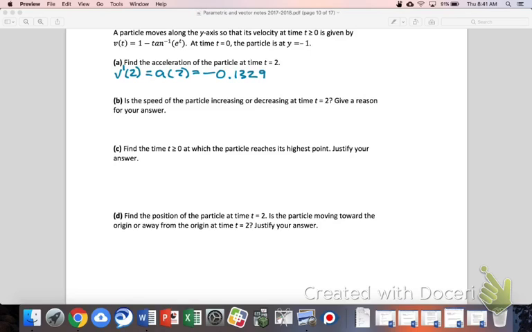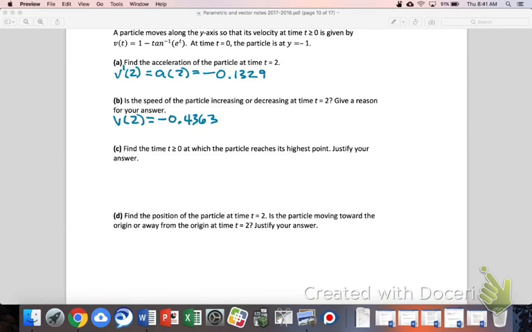Part B is the speed of the particle increasing or decreasing at t equals 2. Give a reason for your answer. If you think about it, didn't you sort of do a little bit of part B in part A? Because in part B, if you're going to decide about the speed increasing or decreasing, don't you need to know about acceleration at that time? What's the other piece of information that you need to know? Yeah, v of 2. So the only additional calculating you need to do is find v of 2, and v of 2 is just plug in, right? What's v of 2? Negative 0.4363. You guys agree with that number?